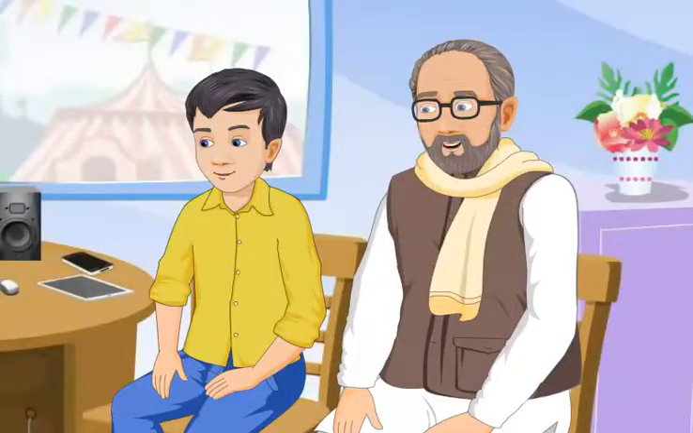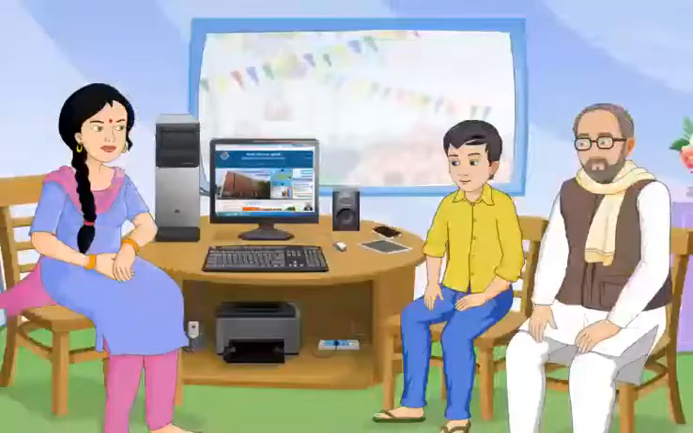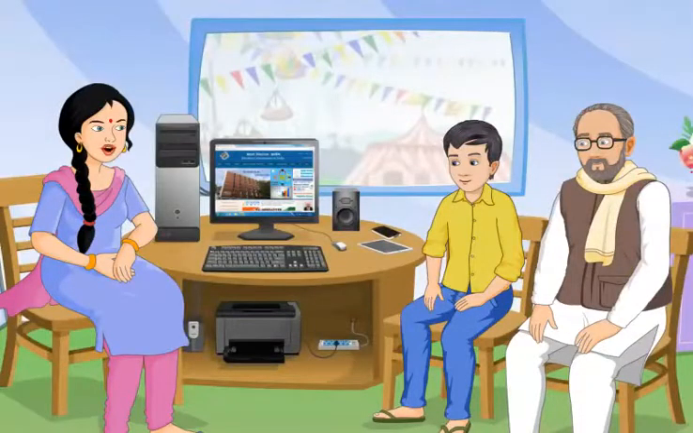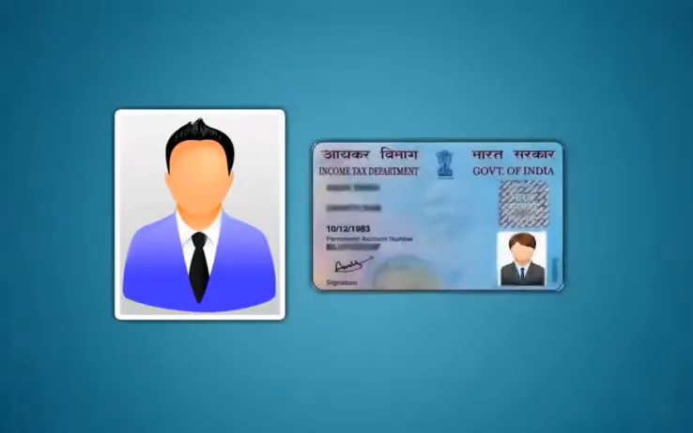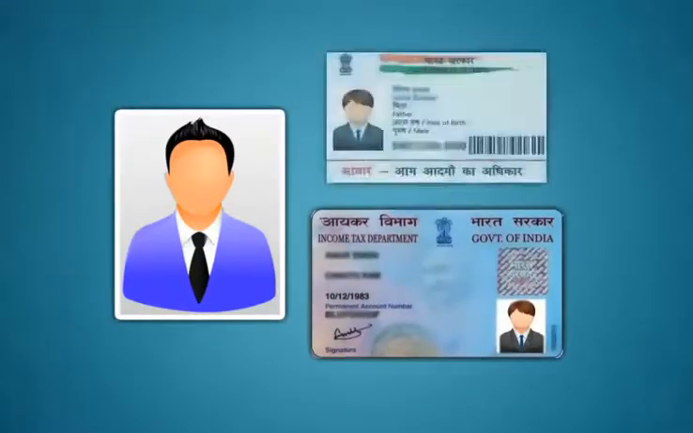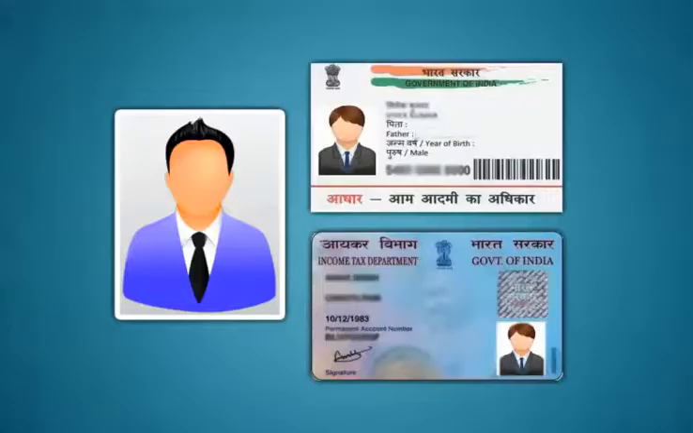Which documents are required to apply for a voter ID card? For this, you require 1 passport-sized photograph, 1 identity proof, and 1 address proof.